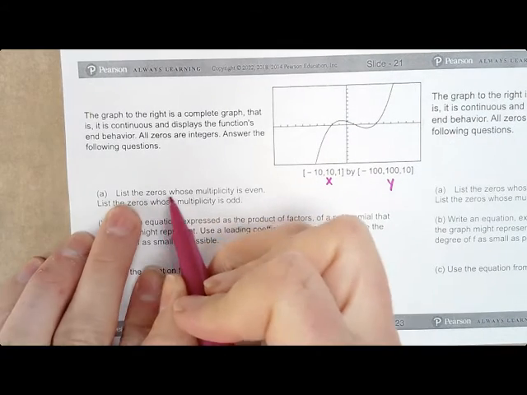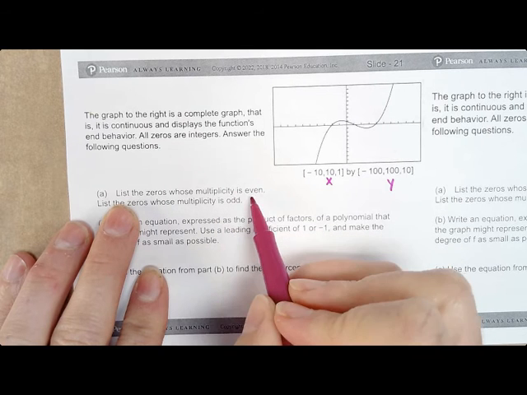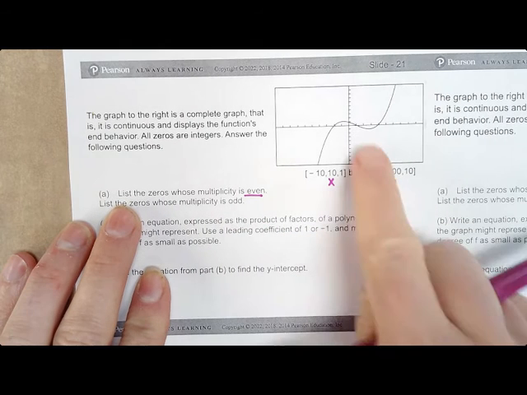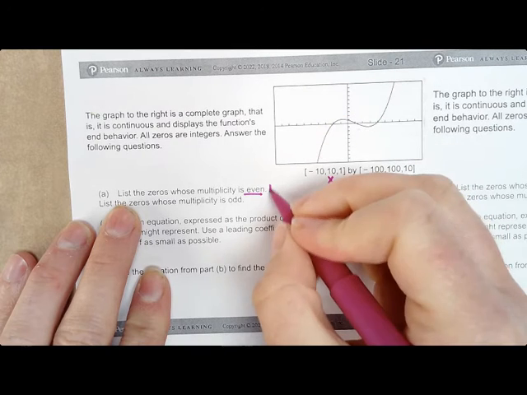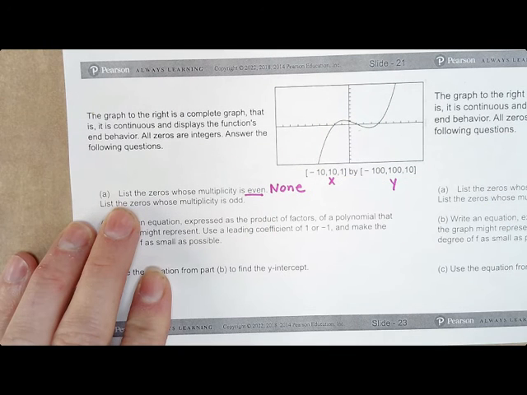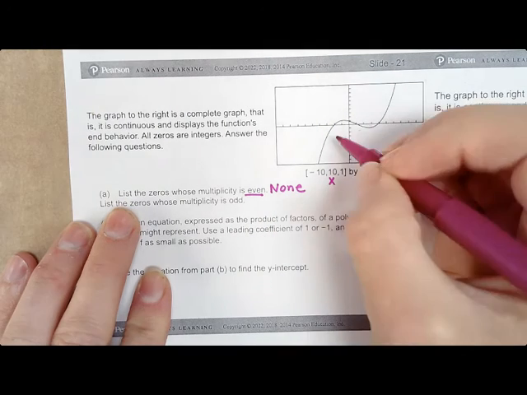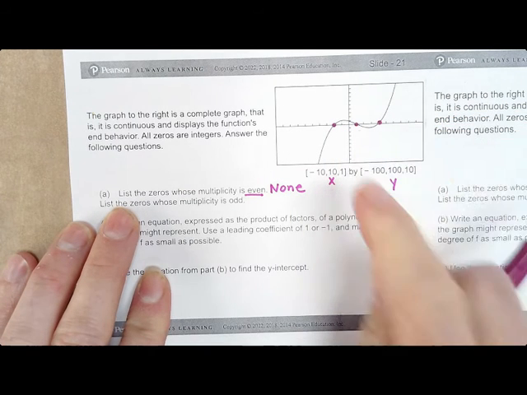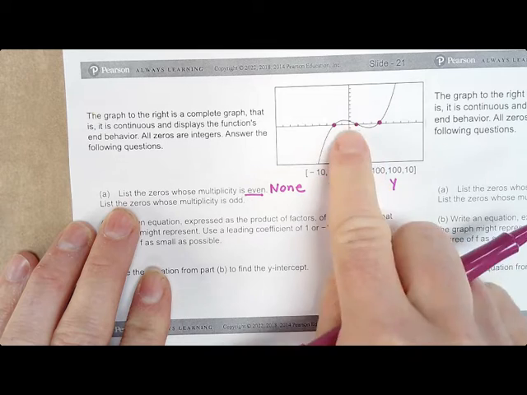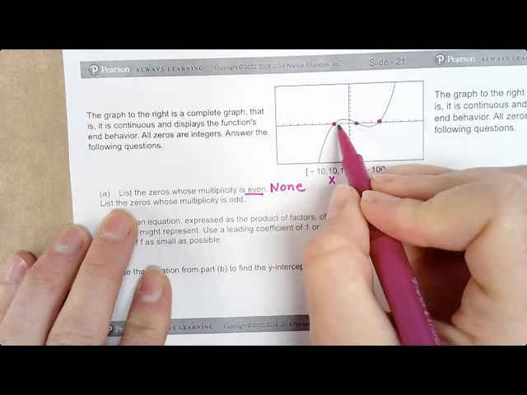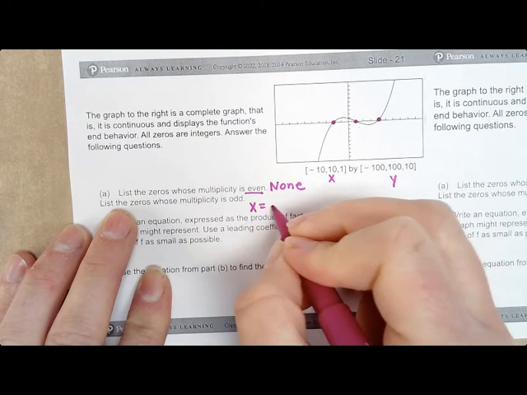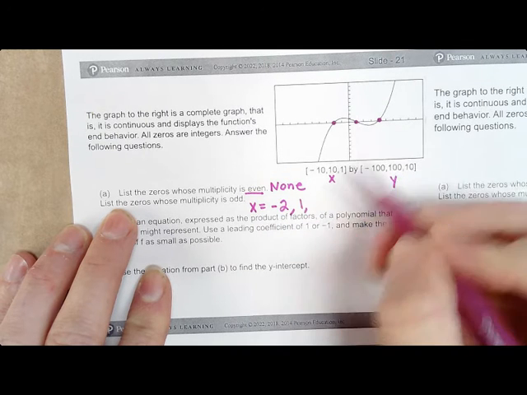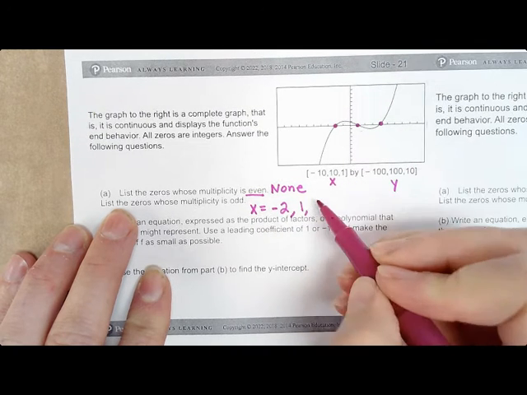So let's list out the zeros whose multiplicity is even. So remember, even means it changes direction. There aren't any. Now let's look at the zeros whose multiplicity is odd. So odd means it goes straight through it. So we know this is going by 1, so that would be x equals -2, x equals 1, and x equals 4.